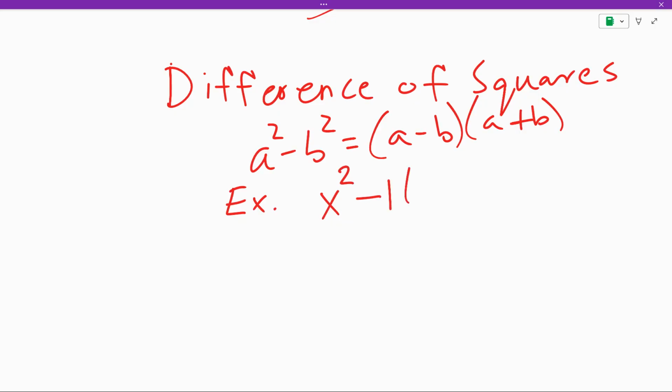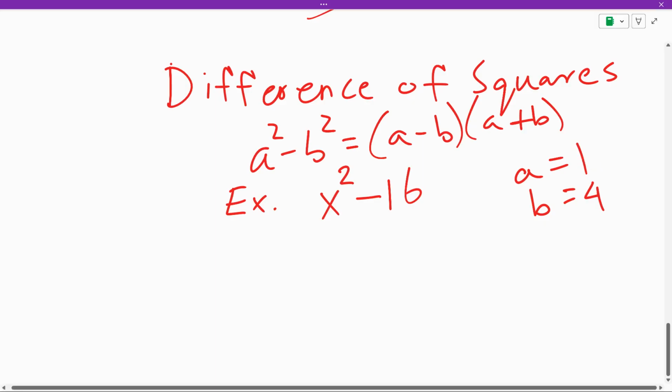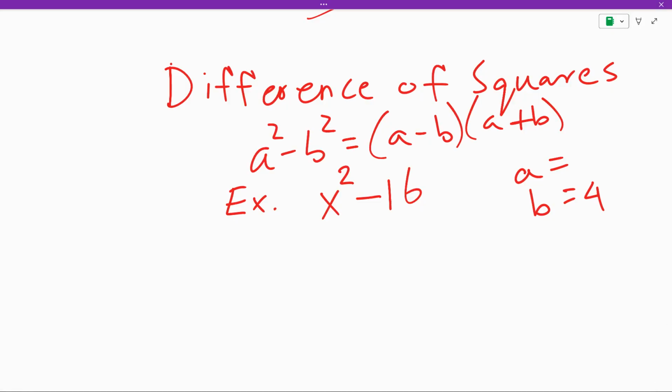So for example, let's say we have x squared minus 16. Okay, well, what's the a going to be in this case, given this expression? Well, a is not going to be 1, a is going to be x. Let me rewrite that. Because when you square a, or x in this case, you're going to get x squared. And when you square b equals 4, you're going to get 16.